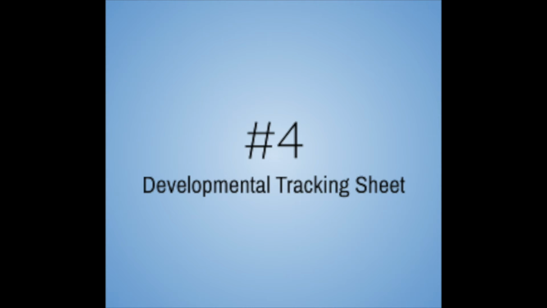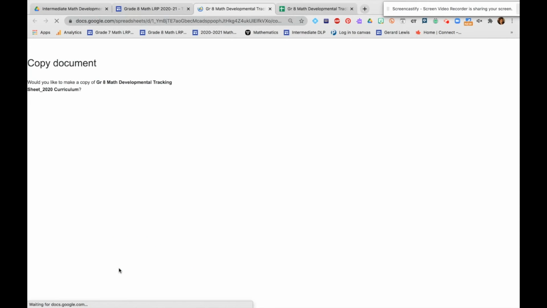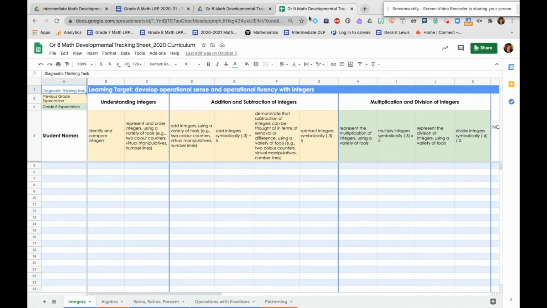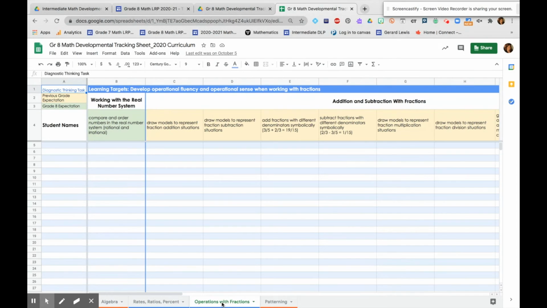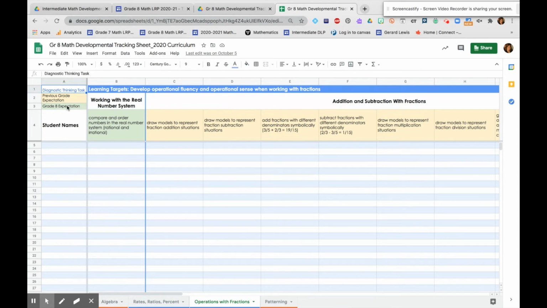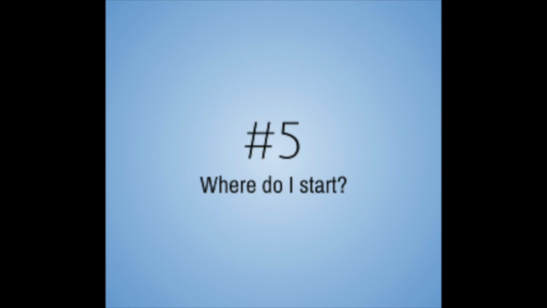To complement the diagnostic thinking task, a developmental tracking sheet has been created to help you monitor the growth of student learning. Again, when you click on the link, you will be asked to create your own copy. Choose the Operations with Fractions tab at the bottom of the tracking sheet. You will notice there is a link to the diagnostic thinking task, and the benchmarks have been color-coded to easily identify previous grade and grade level expectations. This tracking sheet also contains multiplying and dividing fractions, which will be addressed later in Term 1.